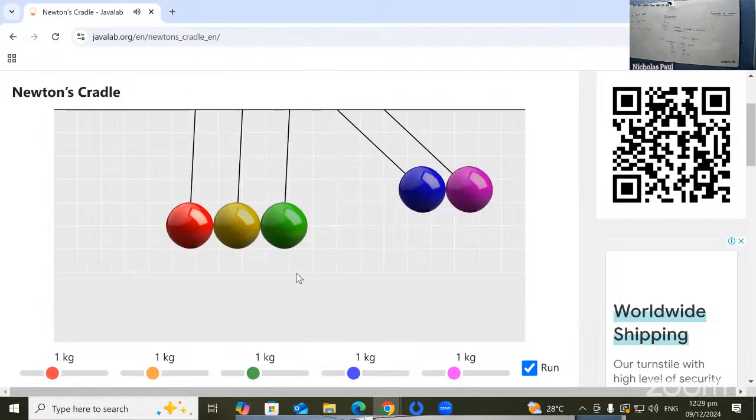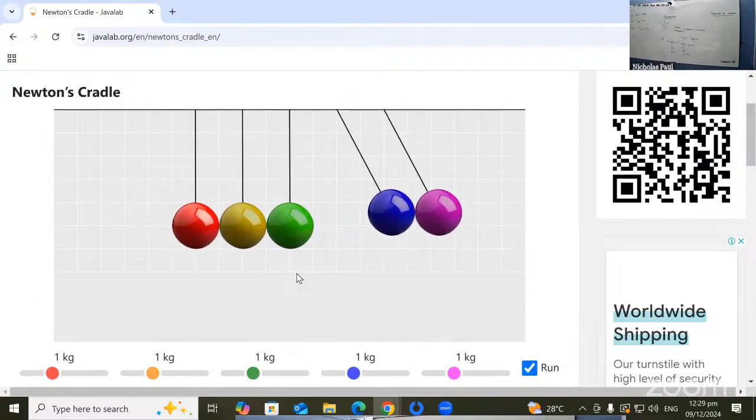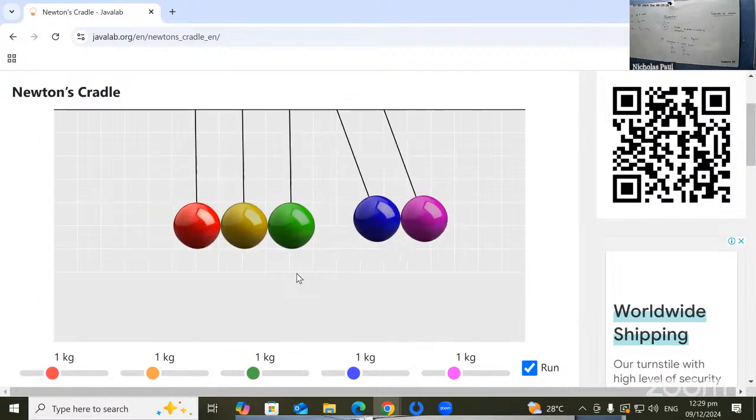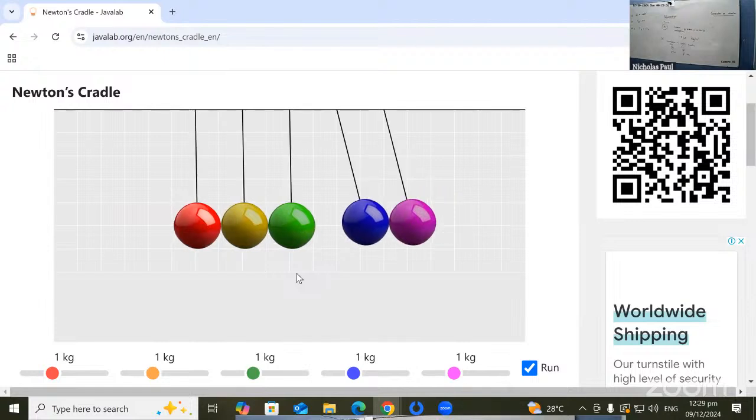Why is that green ball not moving? Two ways you can answer. The first way is different momentum. If that green ball moves, the momentum will be different. Momentum before would not be equal to momentum after. So that's law number one.